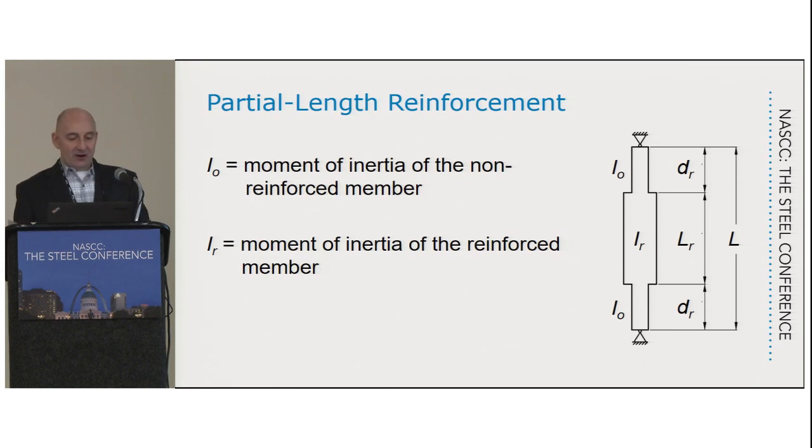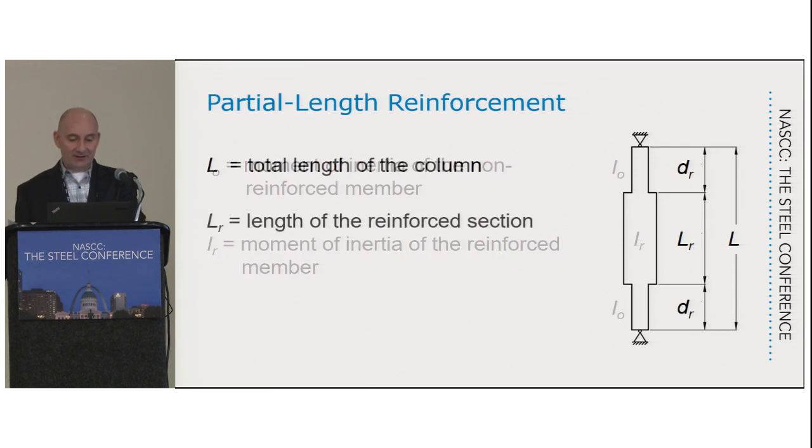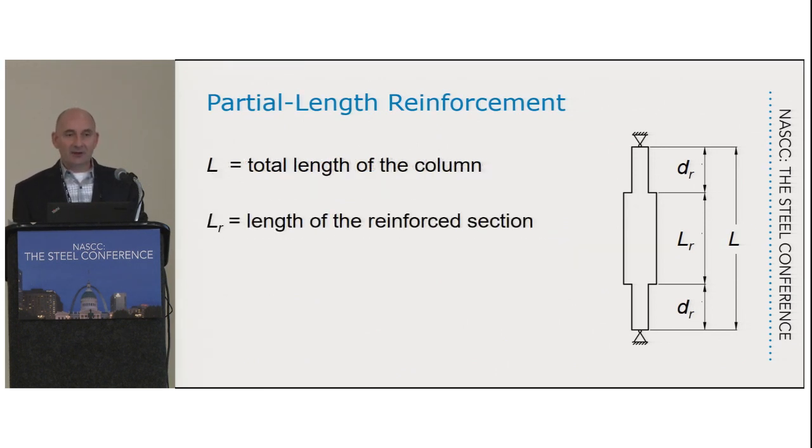Okay, the I sub R over I sub O ratio, the moment of inertia ratio. All you have to do is take the moment of inertia of the reinforced section, I sub R, and the non-reinforced section moment of inertia is I sub O, and you can get your ratio from that. So it's pretty simple to calculate that moment of inertia ratio. And the length ratio is really even easier because it's just L sub R over L, where L sub R is the length of the reinforcement and L is the total length of the column.